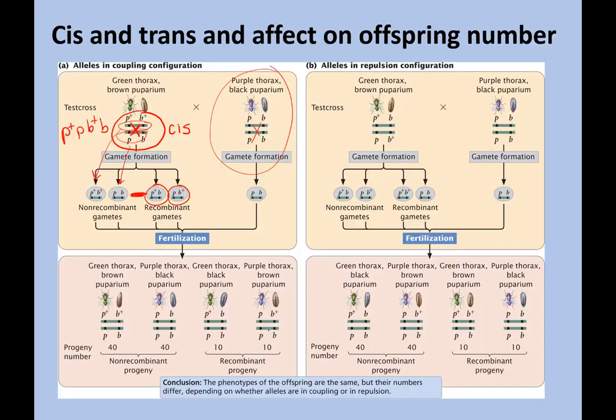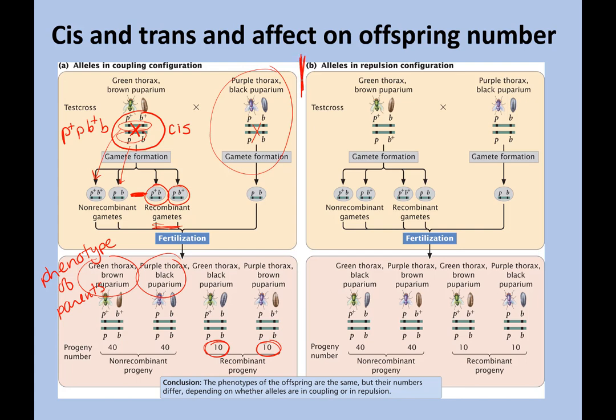Let's see if I can zoom in. Of course, when I want to zoom in, I can't. Yeah, right. So, the recombinants are always at a lower frequency. So in this case, when the alleles are in cis configuration, the majority of the offspring have the phenotype of the parents. Crossing over happens less, so you get fewer new combinations of alleles, therefore fewer new combinations of phenotypes.